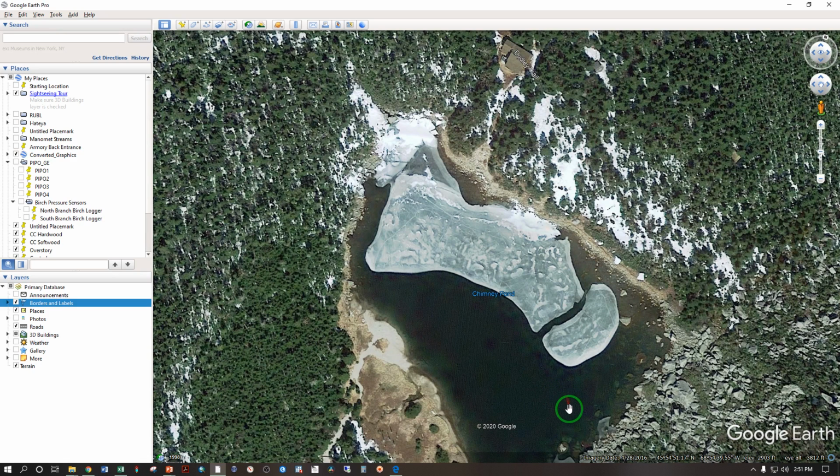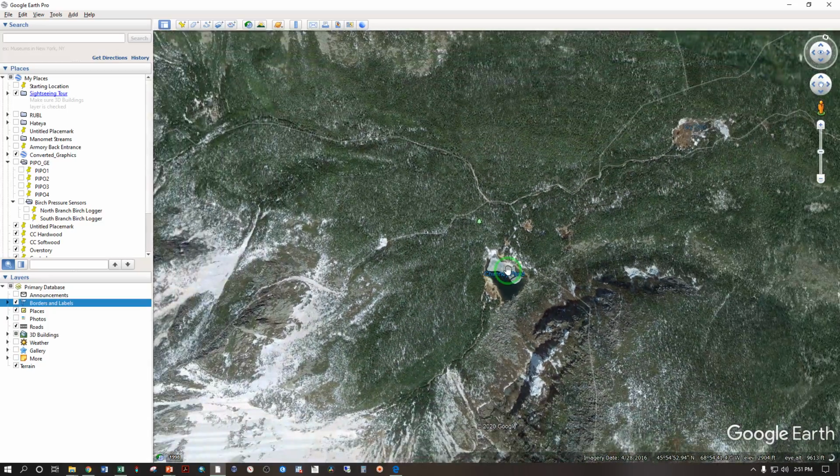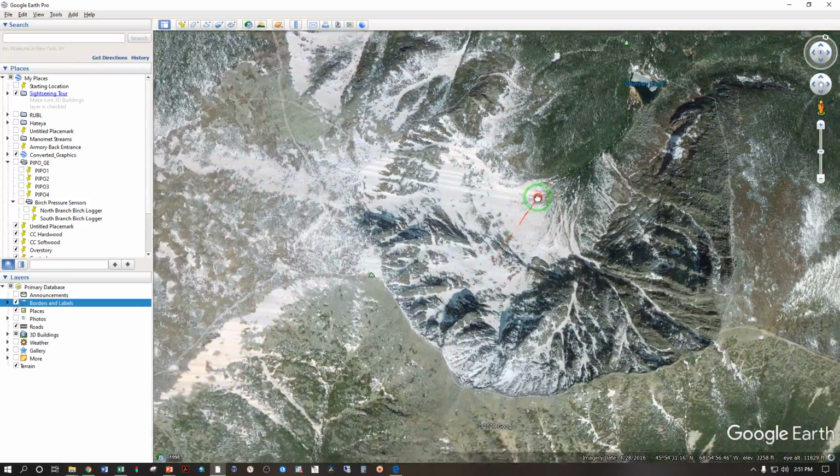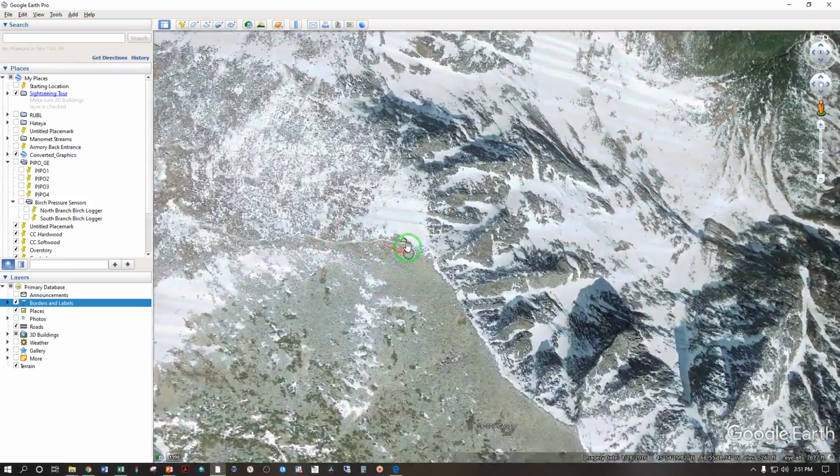As you're working with Google Earth, notice the numbers down here. We have a latitude and longitude. We also have the elevation where the cursor is, so watch as I move this mouse around, how that number changes right here. And also we have the imagery date, so on the 28th of April in 2016 this ice was melting out. So let's move from Chimney Pond up here to Baxter Peak.